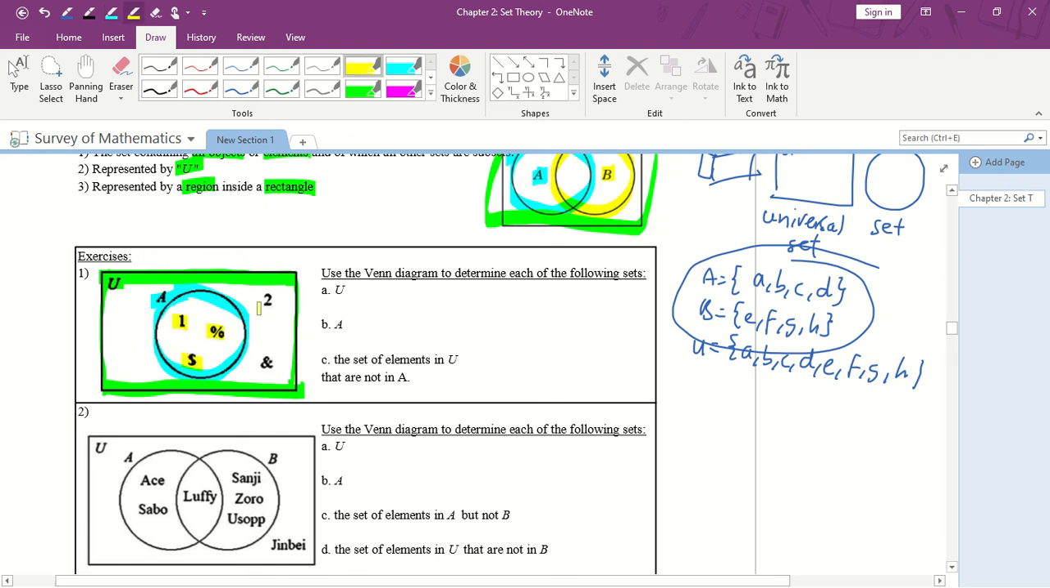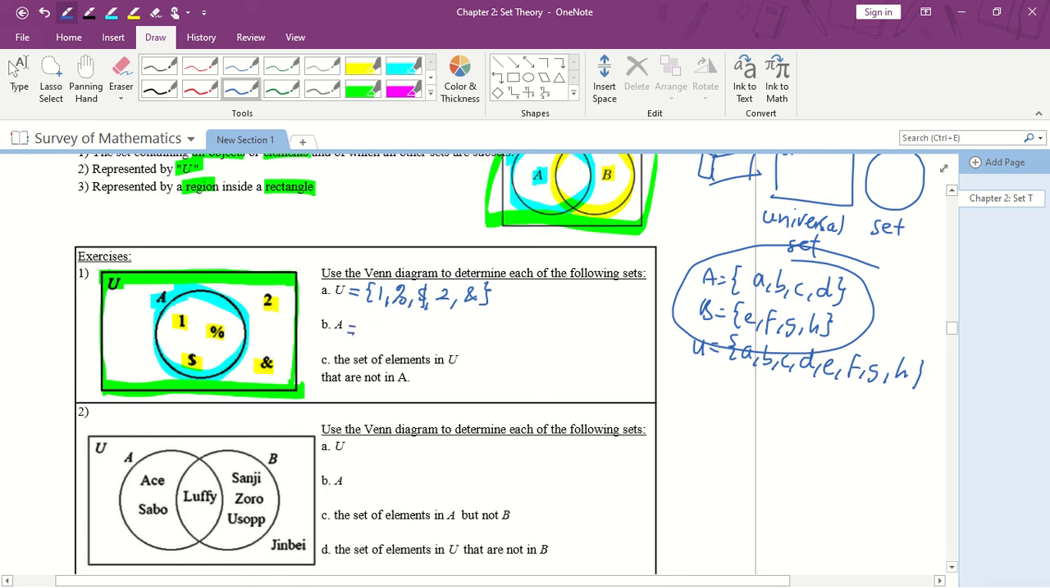1%, a dollar sign, 2, and N. Okay, so now it asks, what are the elements in U? So basically, elements in U means all the elements inside. So we know that it is 1%, dollar sign, 2, and N. 1, 2, 3, 4, 5. 5 elements.